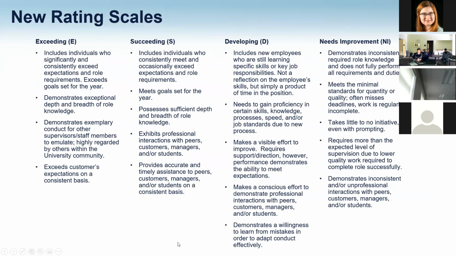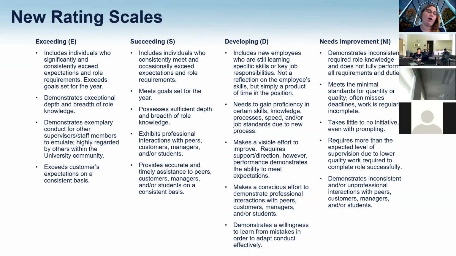I'm going to turn it over to Natalie to talk about the new rating scale. Great, thanks, Kay. So with the new system, we'll have a new rating scale that will be rolled out. There are 4 different categories here: exceeding, succeeding, developing, and needs improvement. The majority of folks should be falling in the succeeding or developing categories.